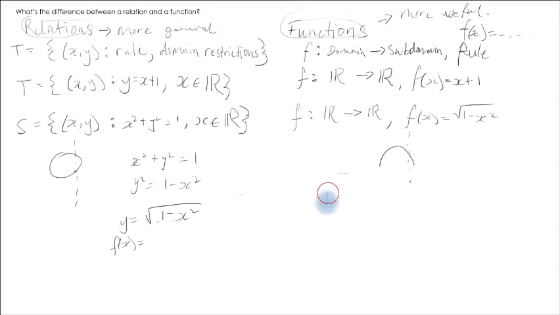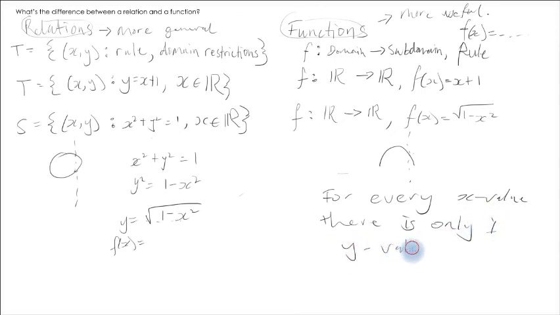So for every x value, there's only one y value. So here, for this x value, there's only this value here. But over here, for this x value, there's two y values. Okay, so you need to remember that definition of a function.